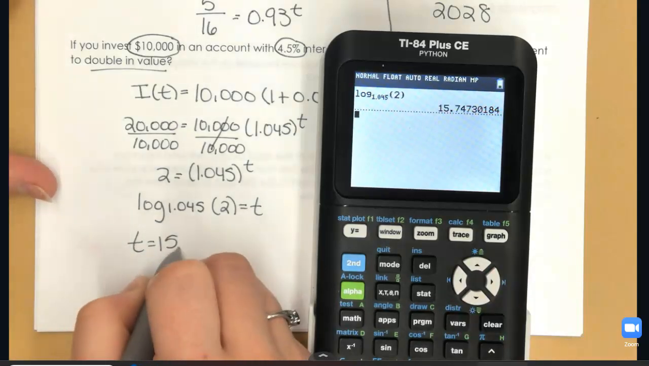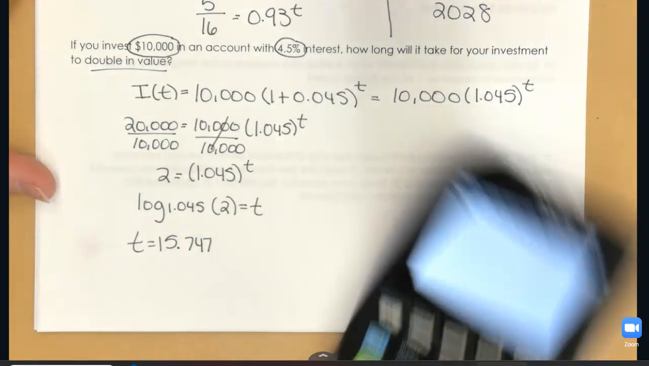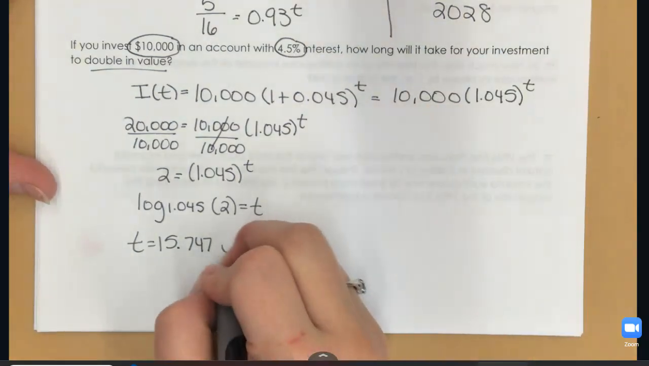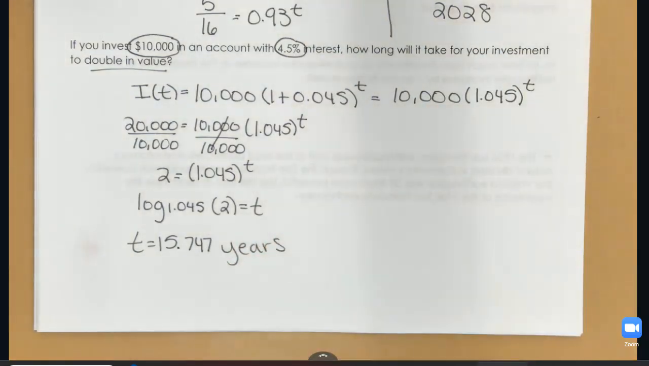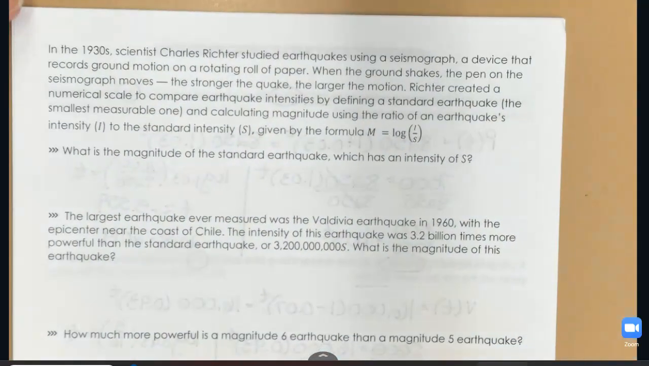And we have about 15.747 years, which is like your whole lifetime. Okay, moving on to the back, this is going to be a little different, but I promise it's not too difficult. What we are going to explore is the Richter scale and earthquakes.